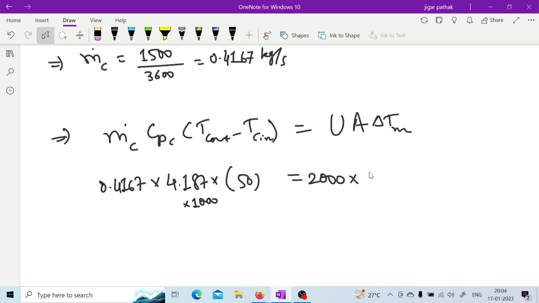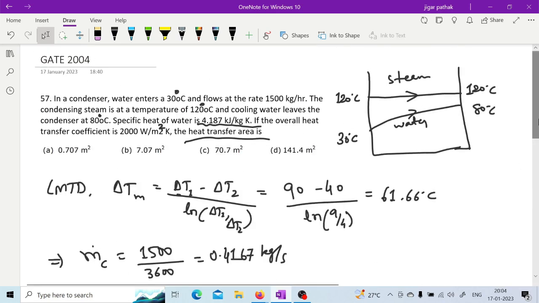U is 2000. A you need to calculate. Delta Tm you have calculated as almost 61.66. So from this you can write area. So what is this? 0.707 meters square, right? So your answer will be here 0.707.